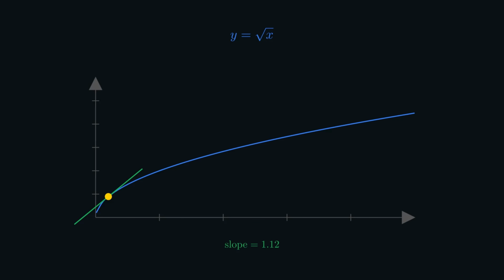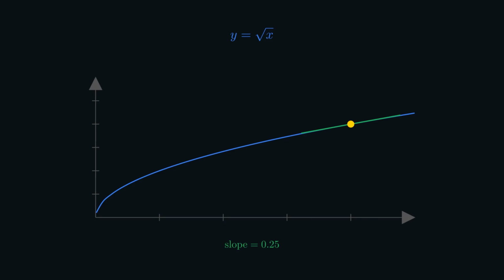The graph of y equals square root of x starts steep near x equals 0, then gradually gets flatter. The derivative 1 over 2 root x is large when x is small, meaning a steep slope, and gets smaller as x gets larger, meaning a flatter slope.